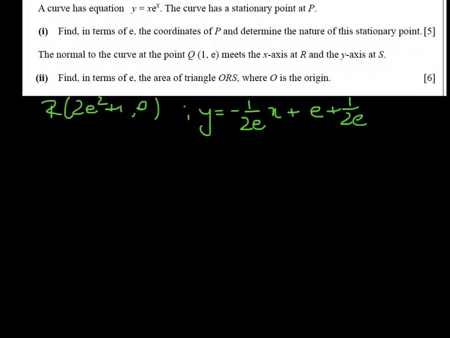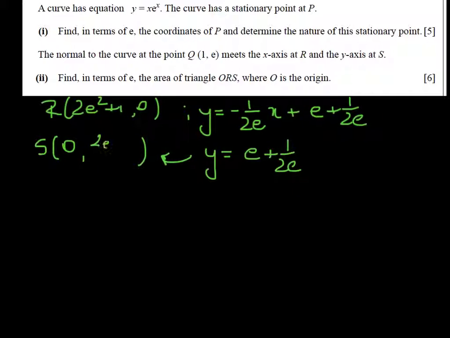Okay, now we're going to find the coordinates of S. S is on the y-axis, so for S, x equals 0. Therefore, if we put x equals 0, we get y equals e plus 1 over 2e. So S has the coordinates 0, 2e squared plus 1 over 2e. And now we're asked about the area of the triangle ORS. We learned a new formula for the area of the triangle, which we can use.